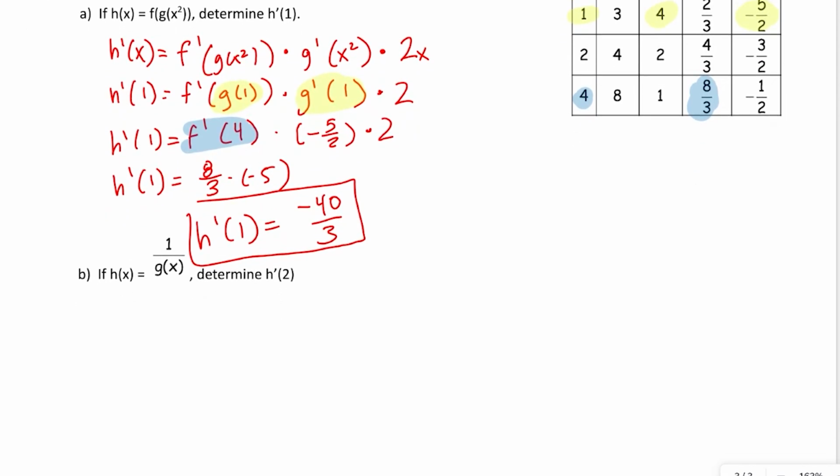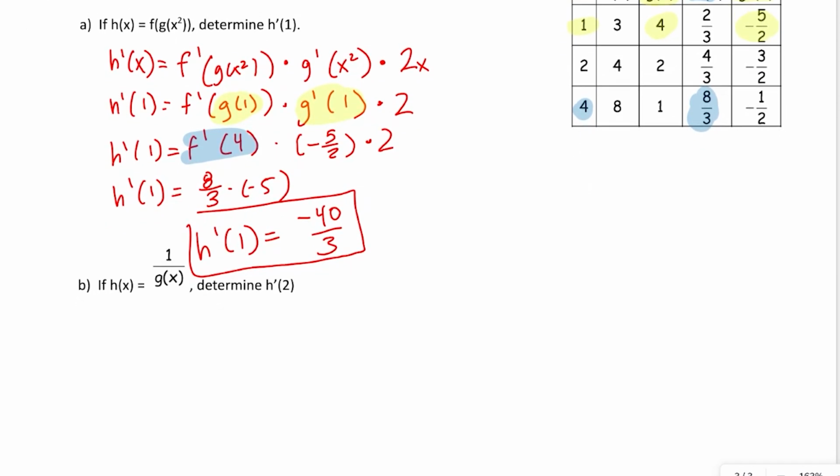Okay, part B says if h is 1 divided by g, determine the derivative of h. So let's find the derivative of h first. Now, I could use quotient rule here, but it might be easier if I rewrite this. And gosh, I really hate doing this, especially on a day where we're talking a lot about inverses.